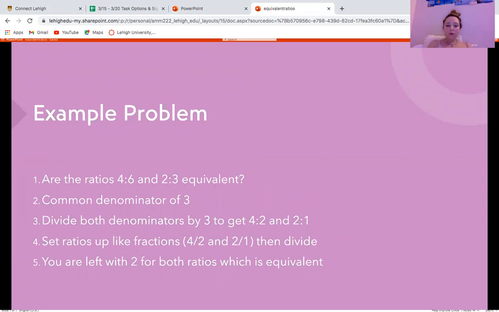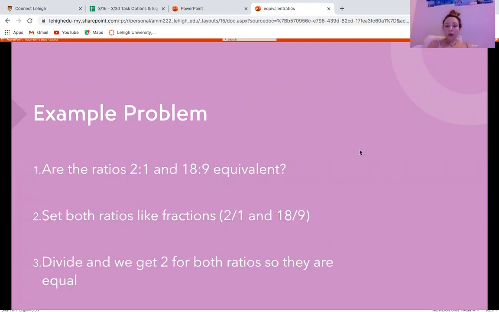Are the ratios 4 to 6 and 2 to 3 equivalent? So we can find a common denominator of 3. 3 goes into 3 once, and then 3 goes into 6 twice. So once we divide both denominators by 3, we get 4 to 2 and 2 to 1. Then we're going to set up the ratios like fractions. So 4 over 2 and 2 over 1, then we're going to divide that. Once we divide 4 over 2 and 2 over 1, we're left with a whole number of 2 for both ratios, which means that they're equivalent to each other.